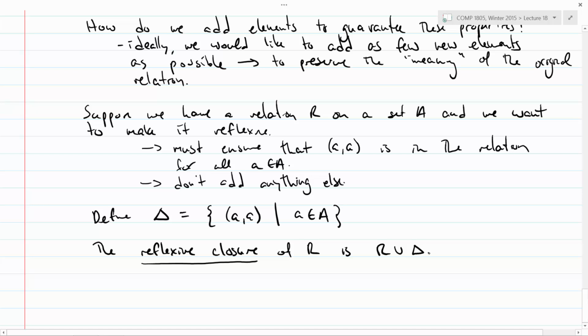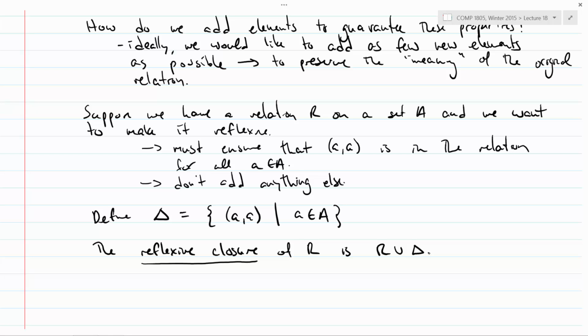That's it. So that's all the reflexive closure is. All of those elements in delta have to be there. For example, if A is {1, 2, 3}, then delta is {(1,1), (2,2), (3,3)}. All of those elements need to be there, and nothing else does, to make it reflexive. So I just add in those elements. And of course, this is a union, so if they're already there, they don't go away.